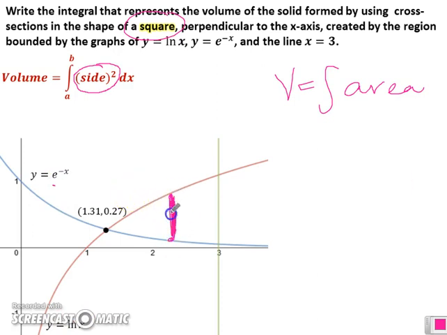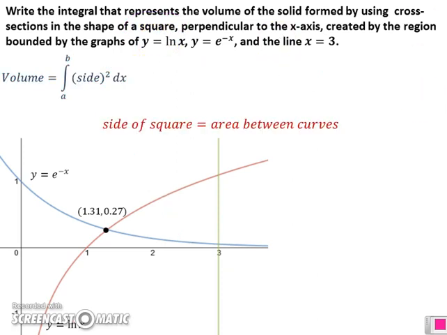And this represents the side of a square. And you're going to just need to find the distance between them, and then plug it into this formula because we're dealing with a square this time. Okay, so the side of a square is the distance between those two curves. We have our top curve minus our bottom curve. Top curve is the natural log of x. Bottom curve is e to the negative x power.